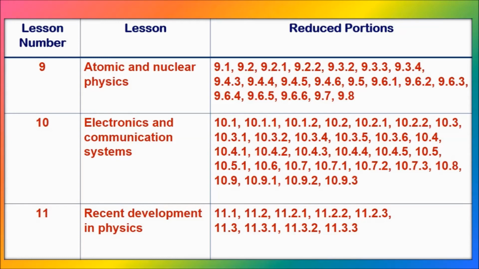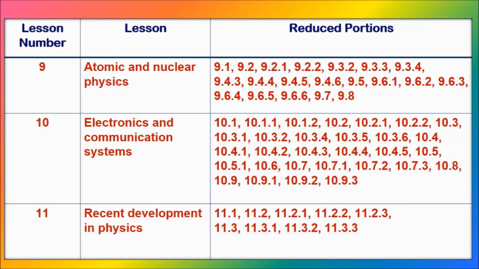Then the relation between alpha and beta. Using this relation, they may ask a problem also. Then transistor as a switch, it is a 3 mark question. Then De Morgan's theorem, first and second theorem, it may be asked in a 3 mark question, or it may be asked in a 5 mark question.